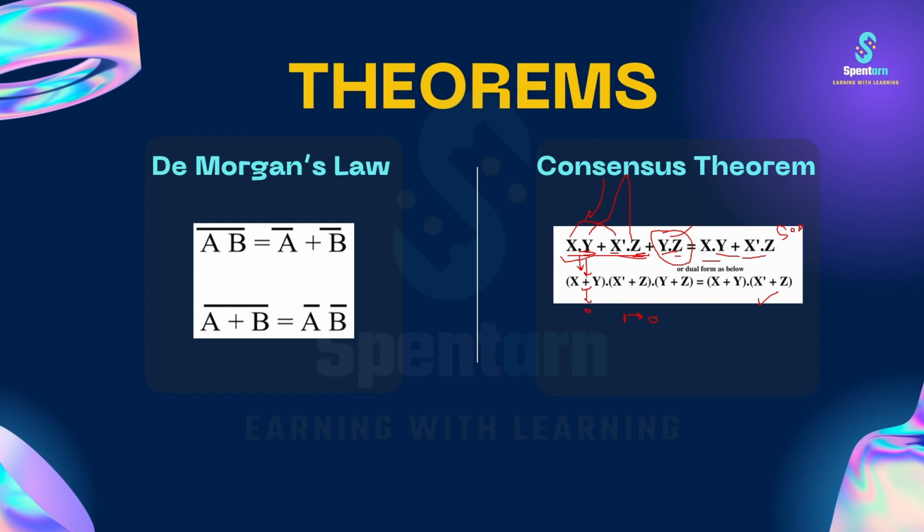I will let you know about these things in the next video. Please don't get confused. Leave all the stuff. Just remember the consensus theorem and De Morgan's law. This is very important if we are going for Boolean algebra.